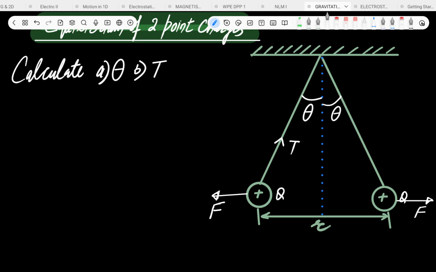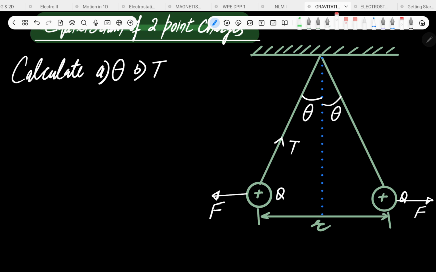Now in this question, what you are supposed to calculate is, number one, the angle that the string makes with the vertical. That means you have to calculate this theta. Number two, you will have to calculate the tension in the string. A very important question in electrostatics. So let's try to solve this question.